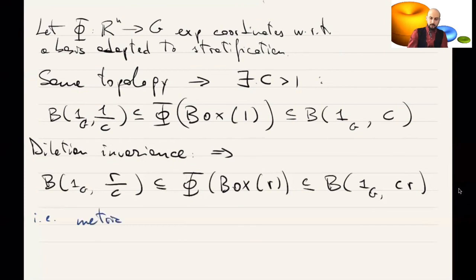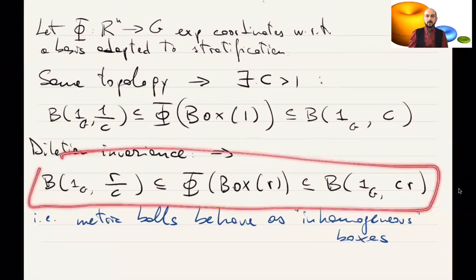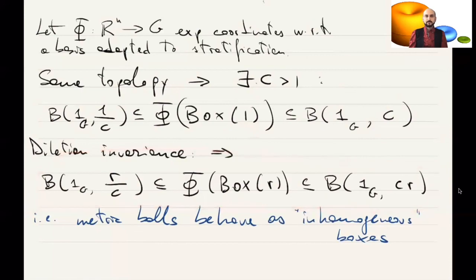metric balls behave as inhomogeneous boxes. By inhomogeneous, I mean that the sides of the boxes are dilated differently according to the dilations. Okay, so we really have a bound on the behavior of the distance function.